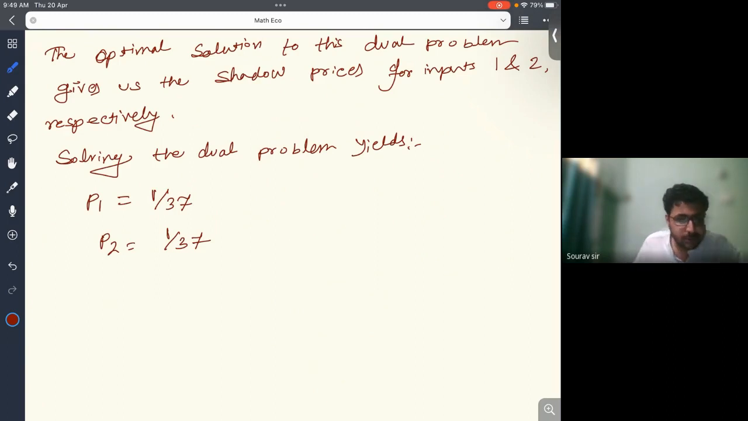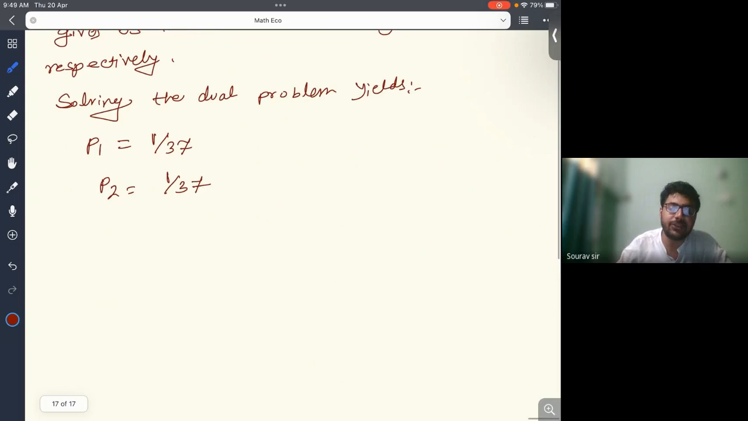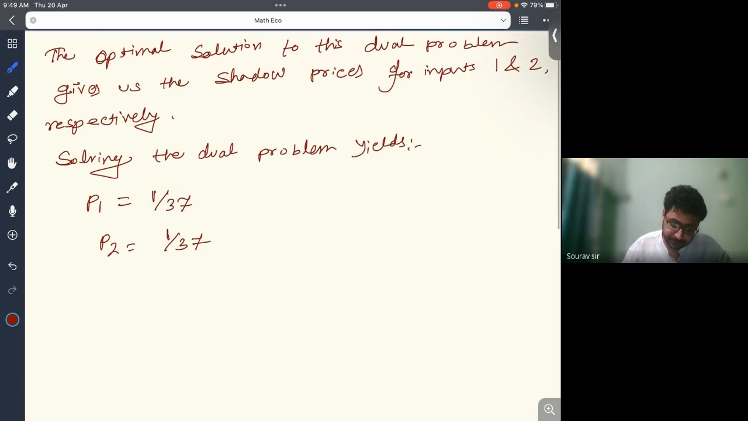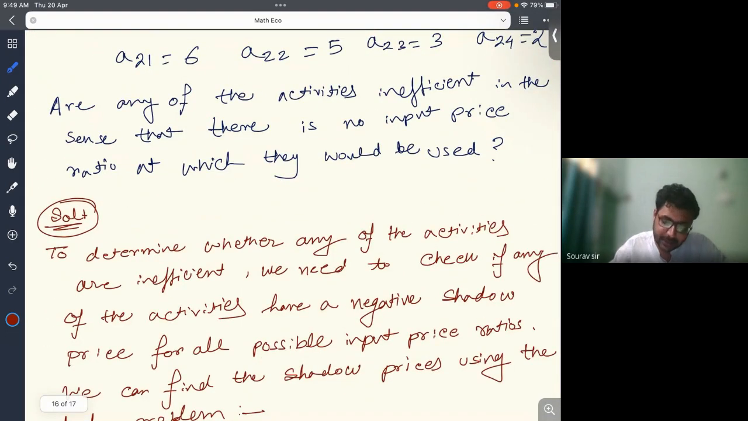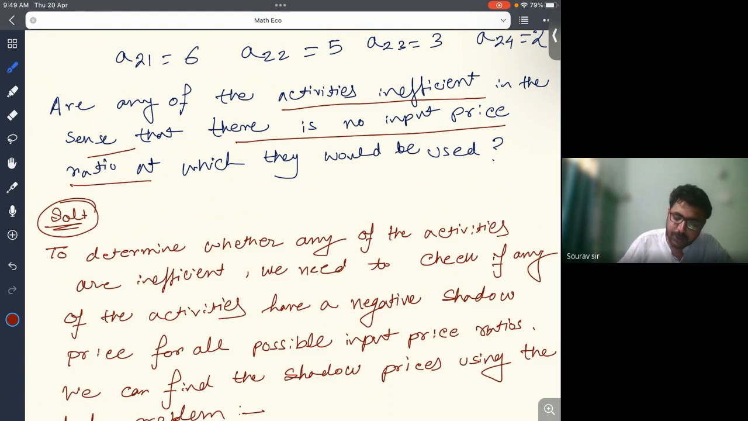Okay. So since both shadow prices are positive, there is no activity that is inefficient in the sense that it would not be used for any input price ratio. What was our question here? The question they have asked is, are any of the activities inefficient in the sense that there is no input price ratio at which they would be used.